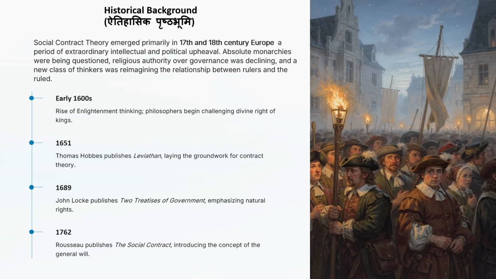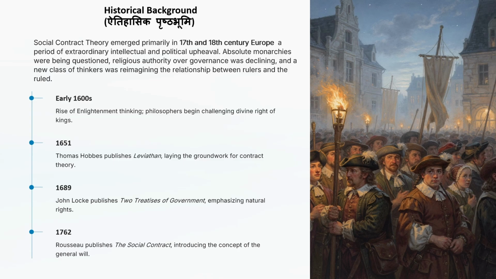In the historical background, social contract theory developed mainly during the 17th and 18th centuries in Europe. This was a period when people began questioning the absolute authority of kings and demanding greater political participation. Philosophers began exploring new ideas about human rights, freedom, and the role of government in society. In the early 1600s, we can see the rise of Enlightenment thinking, where philosophers began challenging the divine right of kings.